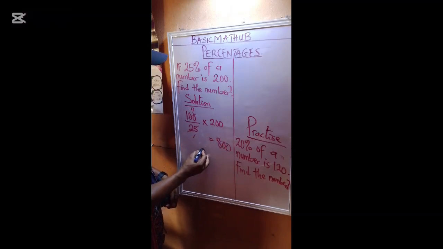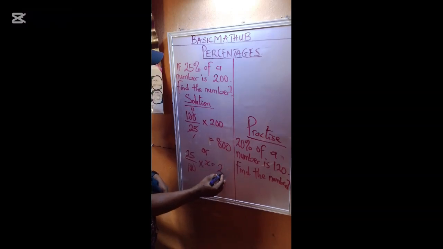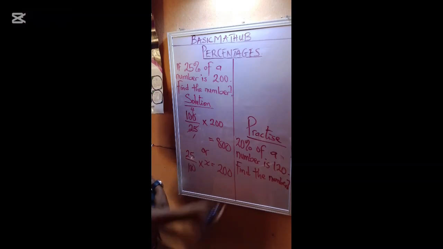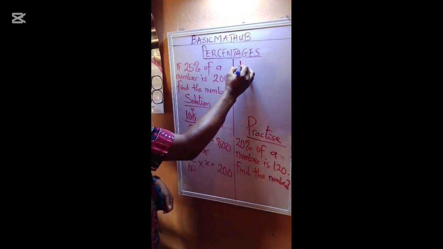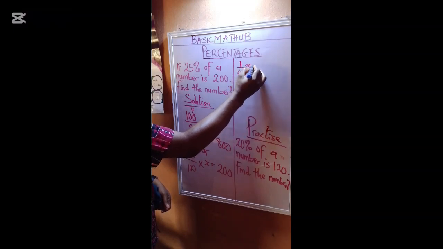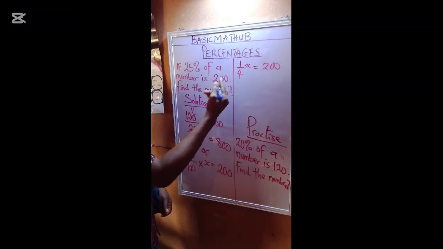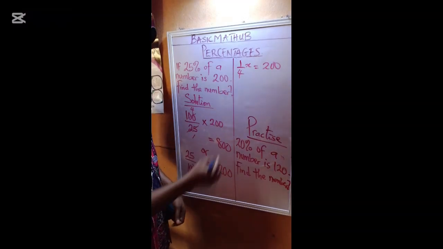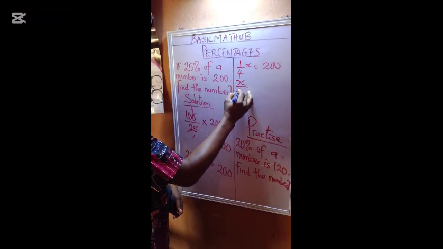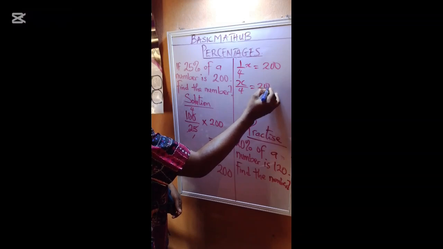that is 800. Or otherwise, we could say that 25% of a particular number, which is known as x, is equal to 200. So we can continue and take this one to fraction. So that's going to be 1 over 4 x is equal to 200. If you multiply this x by 1, it's simply x over 4. So x over 4 is equal to 200.